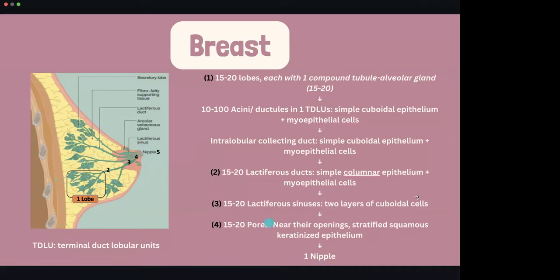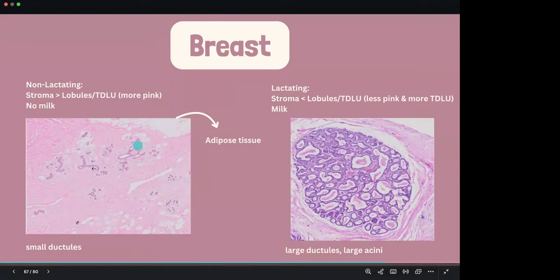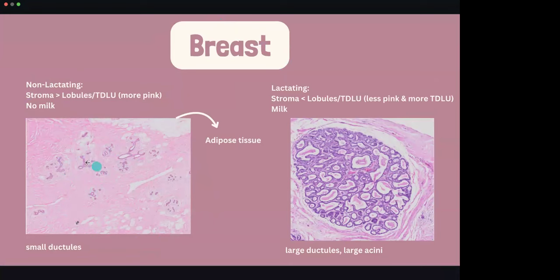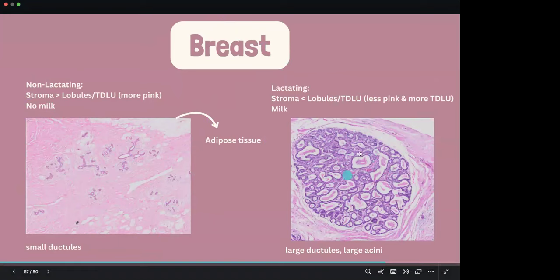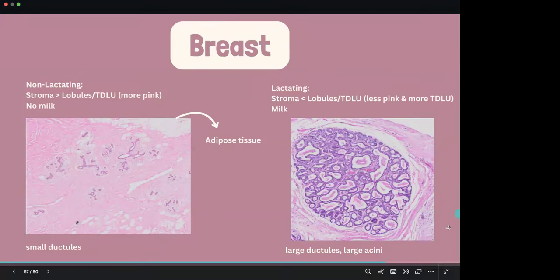And I labeled them for you guys here. Now, the breast, in a histological picture, is different in the lactating and the non-lactating breast. In the non-lactating breast, you can see that the stroma is way more than the TDLU, the lobules. It's way more pink, and the lobules don't have any milk in them. And you can also see adipose tissue here, and they're very small. While in a lactating breast, you have way more lobules than you have stroma, and you could see milk in the TDLU. And the acini are large because it's a lactating breast.